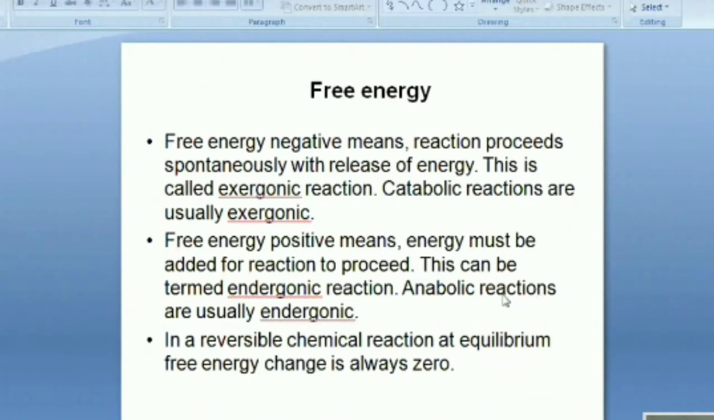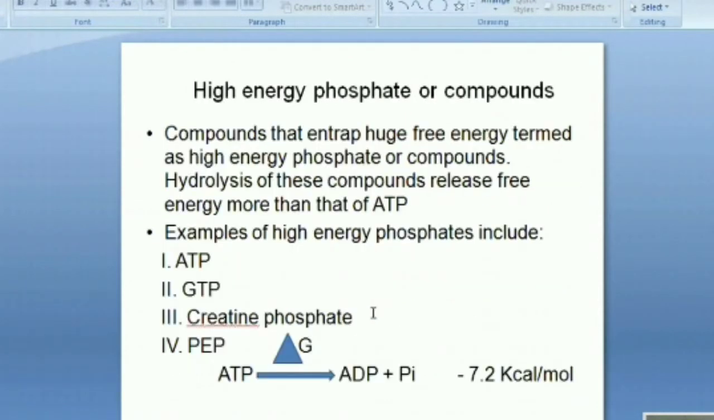Next, we try to be more attentive. Next, an important question: high energy compounds and low energy compounds. The energy that is stored is in two forms. One form is high energy phosphate, another form is low energy phosphate.